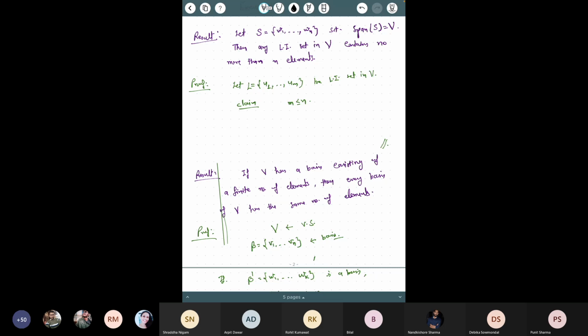Now since you know that basis is a maximal linear independent set, whatever linear independent set you take, it will have fewer elements. Yes sir, that's what you are also saying. Yes. So just a minute.